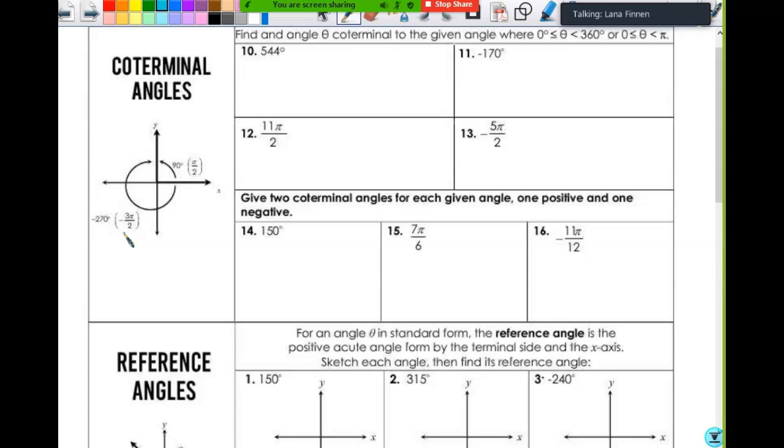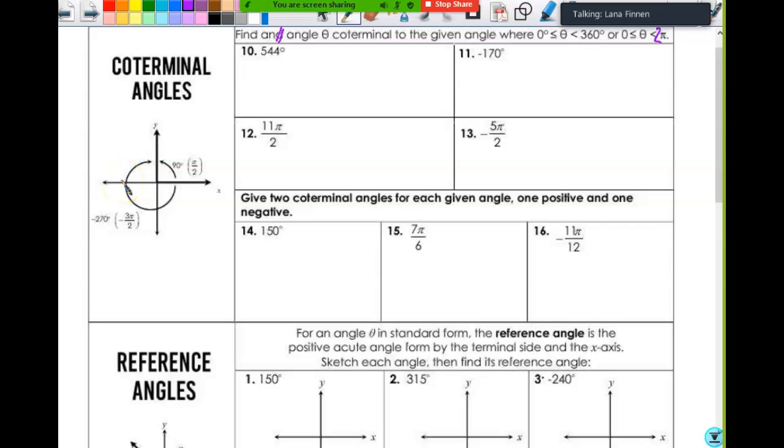So this says, and there are all kinds of typos in this sentence, find an angle theta coterminal to the given angle where theta is between 0 and 360, or theta is between 0 and, that should be 2 pi, not pi. I typed quickly and then didn't proofread. Okay, so I have 544 degrees. That's not between 0 and 360. So that means I would start here, I'd go around, and then I'd have to go around some more.